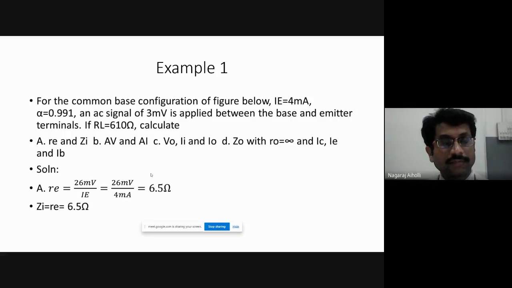Let us solve this example. What is the first one they have asked? So what is the statement? Just read the statement before solving the problem. Write down the given data first and then start solving the example. This is the approach that you have to follow for any problem, right?